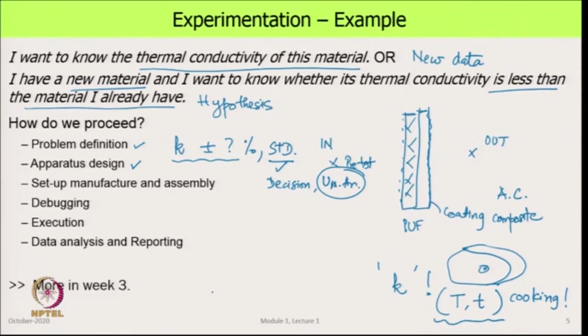With that, we design the full geometrical features of the setup. We set up the manufacture, we make the engineering design, buy the instruments, make the various parts, assemble them together, and now we are ready to say that, look, I can operate it. Once it is ready for operation, our next step is debugging, where we run the test many times and check that it does everything right. Once we are satisfied with that, we go ahead and collect data. After data is collected, we analyze it and report it.